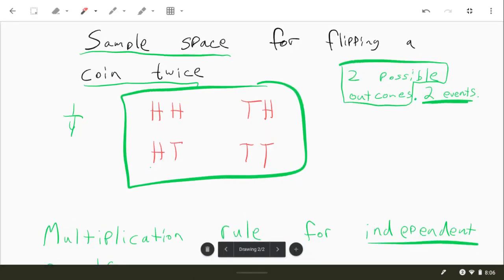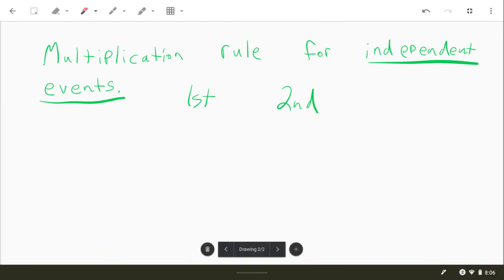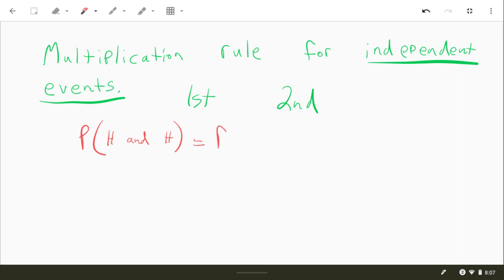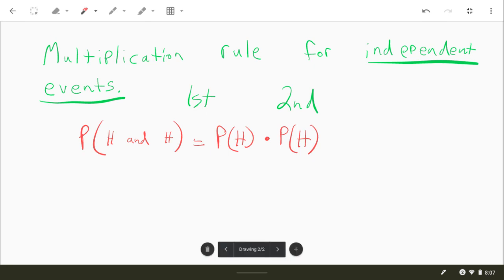So what I'm going to do is rewrite the question for flipping 2 coins. I'm going to say, what's the probability that we get a heads the first time and a heads the second time? So probability of heads and heads. Well, that multiplication rule says I can rewrite it as probability of heads times the probability of heads. Right? And these are easy questions to ask because you've broken it down into single events.